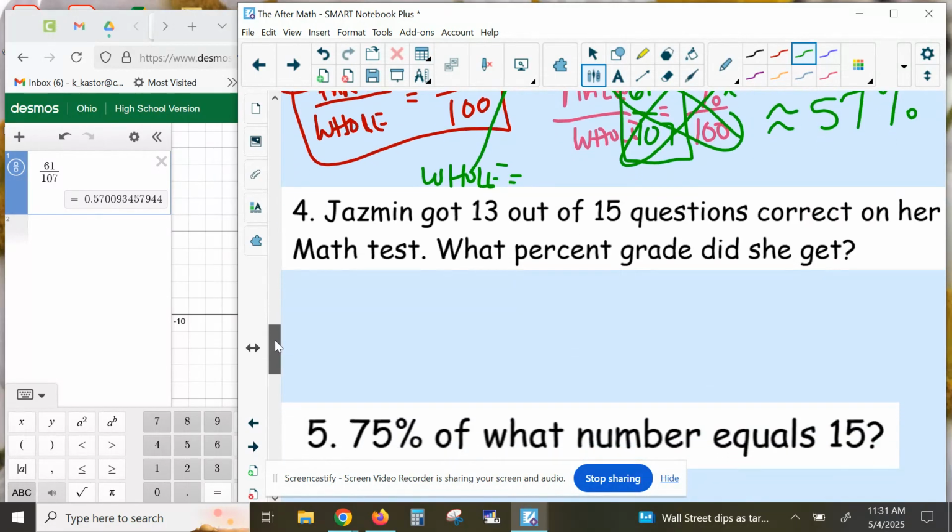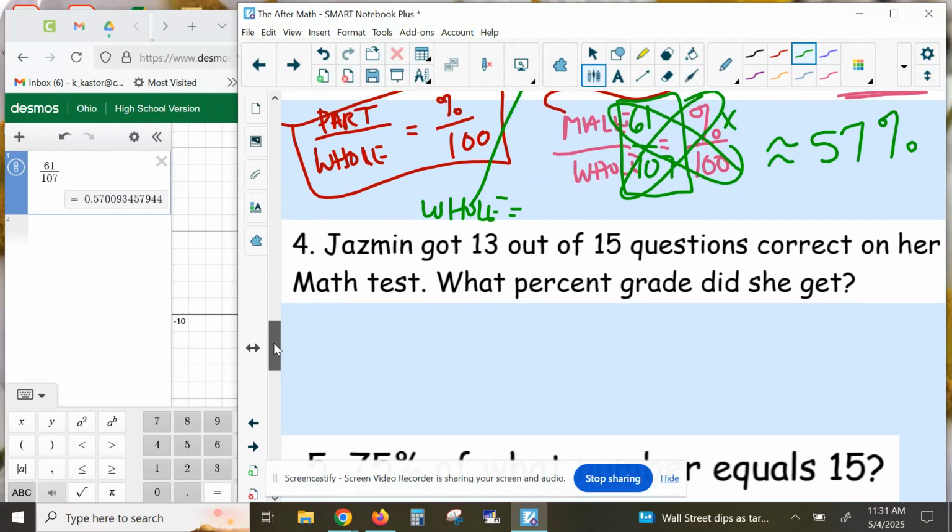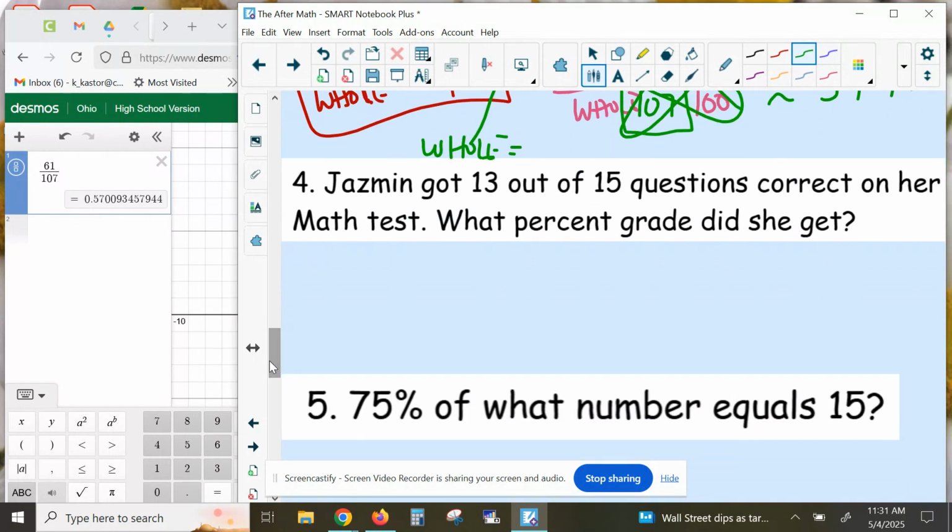Okay, Jasmine got 13 out of 15 questions correct on her math test. What percent grade did she get? Now just remember this up here. Part over the whole equals the percent over 100. So we need the part over the whole. This one, let's go ahead and do like a proportion instead of just dividing. Part over whole equals percent over 100, just so you can see that it works both ways.